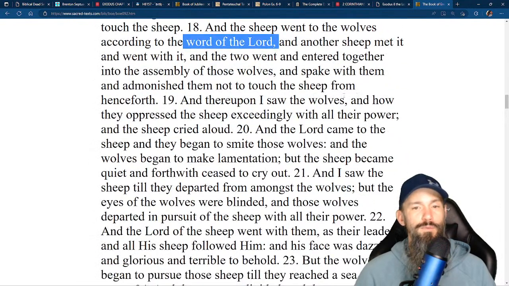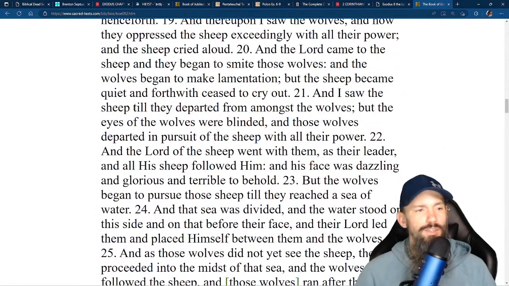And thereupon I saw the wolves, and how they oppressed the sheep exceedingly with all their power, and the sheep cried aloud. And Yahuwah came to the sheep, and they began to smite those wolves, and the wolves began to make lamentation. But the sheep became quiet and forthwith ceased to cry out. And I saw the sheep till they departed from amongst the wolves, but the eyes of the wolves were blinded, and those sheep, see, they departed.